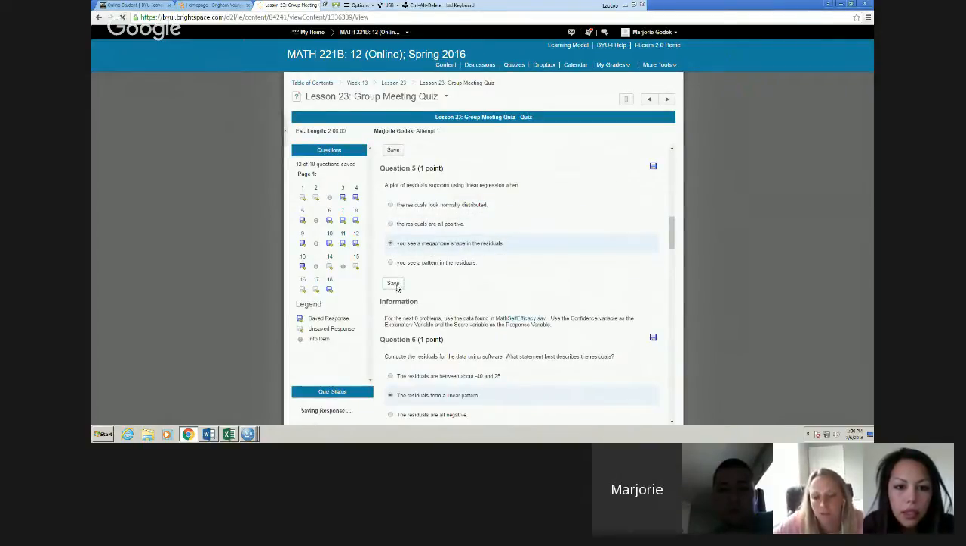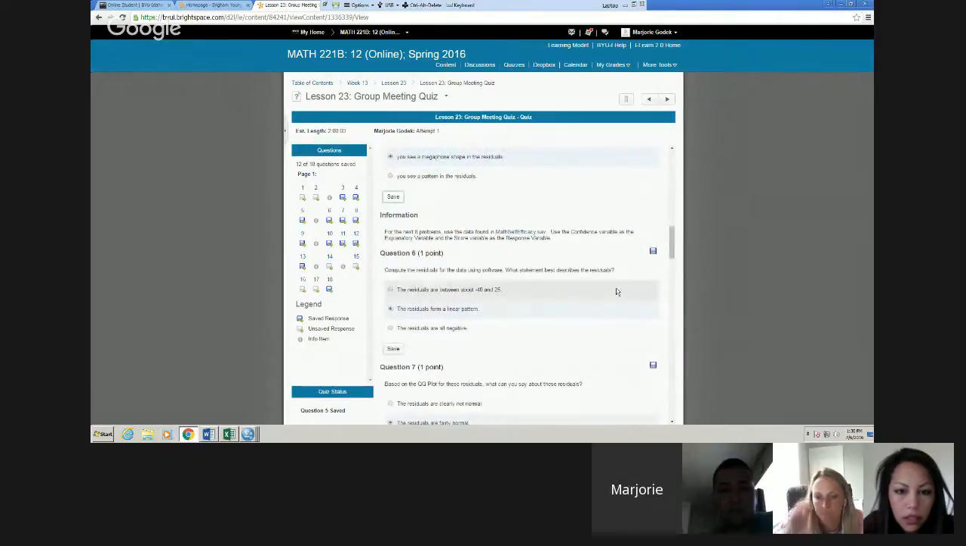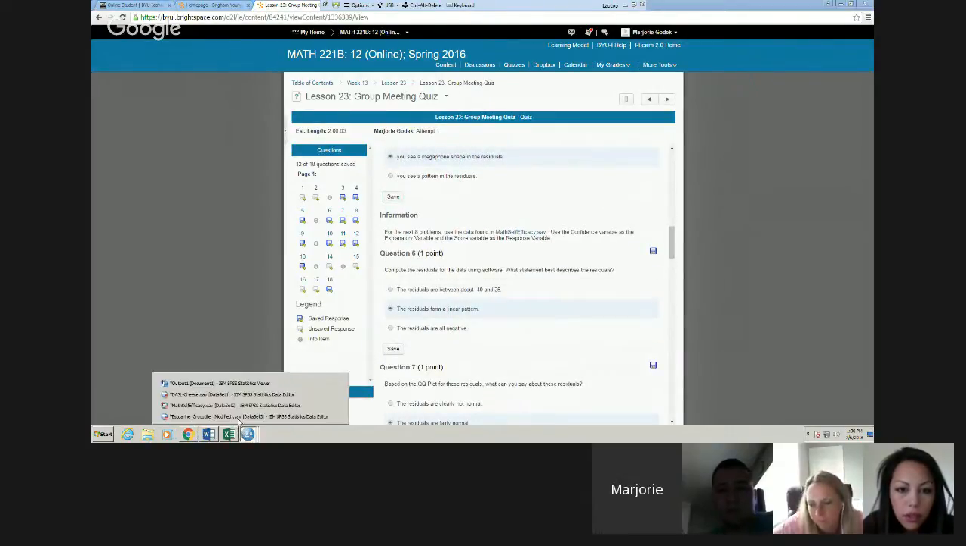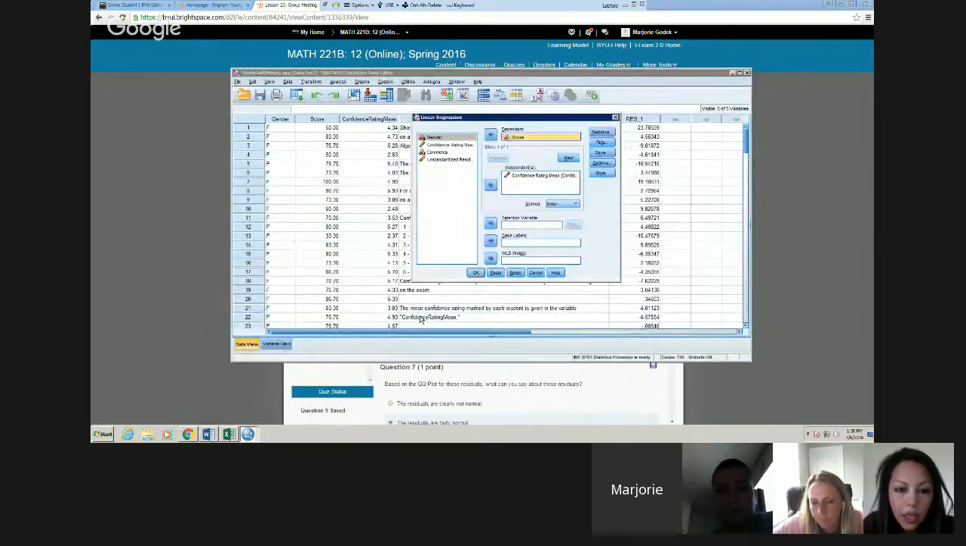Okay, let's save that. Now for 6, compute the residuals for the data using software. Which statement describes it? So maybe it's A. Marjorie, are you pulling that one up? I've got it prepped. I was just wondering if we needed to change a dependent or something. It's asking which statement describes the residuals, using confidence as the explanatory variable. Oh, so we just need the graph that we had before.